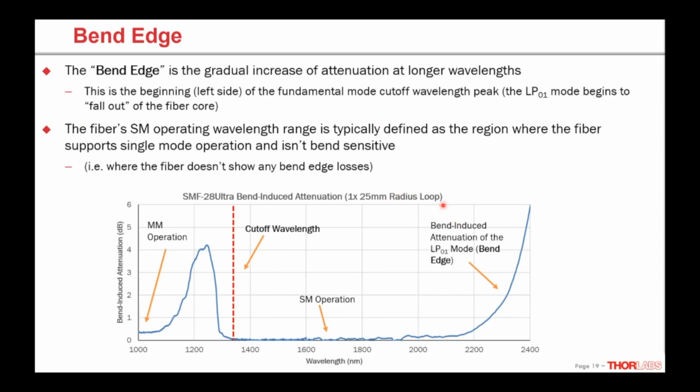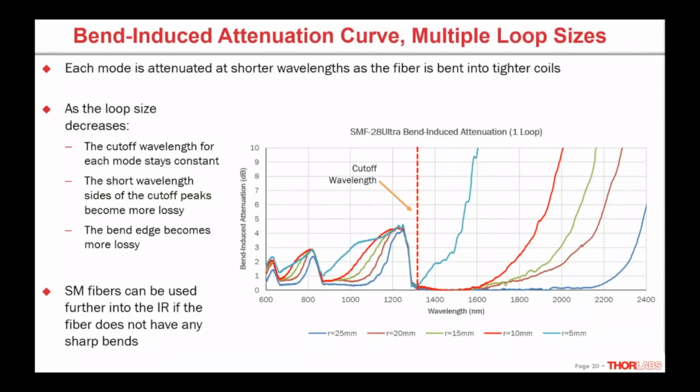So talking about the radius of the loop, that brings us to our next graph, another thing we measured. What we did is basically this same measurement, but we measured at a variety of loop sizes. And that gives a curve like this. So our original curve in the dark blue is still here, the 25 millimeter radius loop. And then as you can see, we did 20 millimeters, 15, 10, and 5.